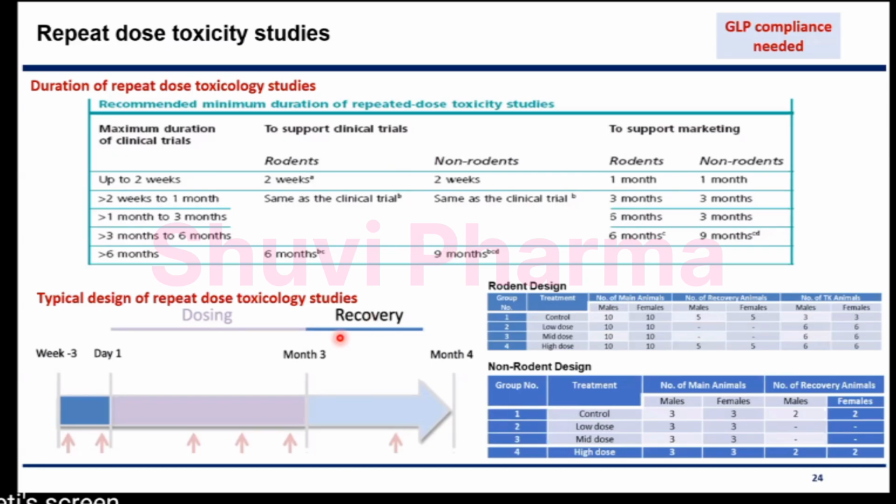Okay. Yes, sir. And then you also need to look at the reversibility. For example, a typical design is you start treatment for 3 months, then you stop the treatment and still follow the animals for another 1 month, to see if the toxic effects seen during treatment are reversible once you stop. This is important in patients because you start giving medicine and you see some side effects. The doctor may say, okay, stop the drug. But once you stop the drug, will it reverse the toxicity or the side effects? That's an important aspect that we evaluate in these studies.